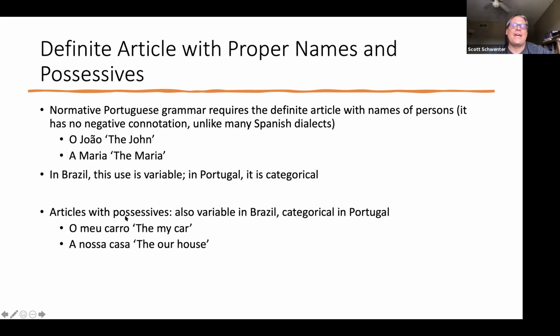Same thing with articles with possessives, also variable in Brazil. So in Brazil, you can say either o meu carro or meu carro, a nossa casa or nossa casa, right? Either one. But in Portugal, these are much more categorical. You would say o meu carro, a nossa casa, with the article. So this is literally the my car, the our house, okay? So that's another neat difference, I think, between Spanish and Portuguese, but also between Brazilian Portuguese and European Portuguese.